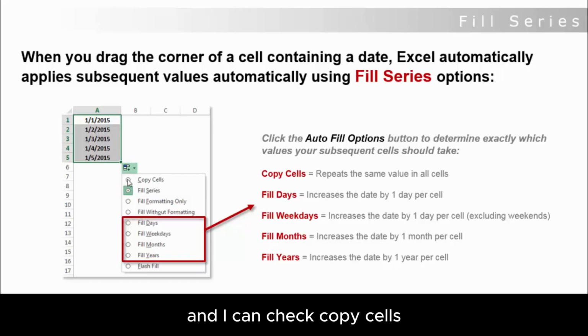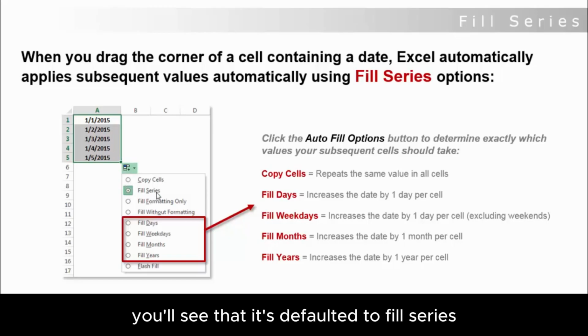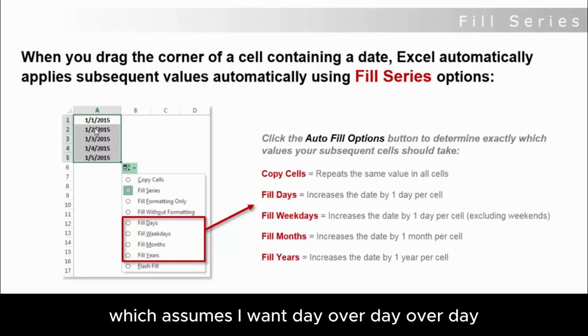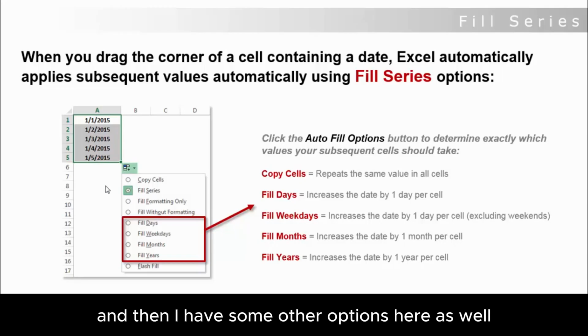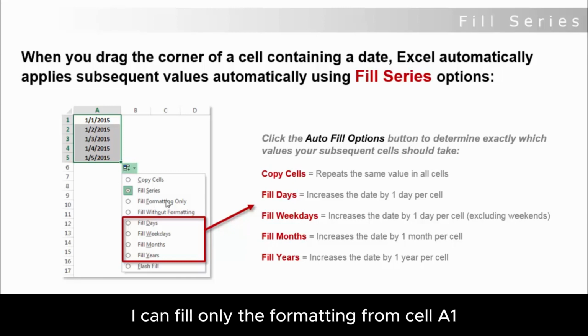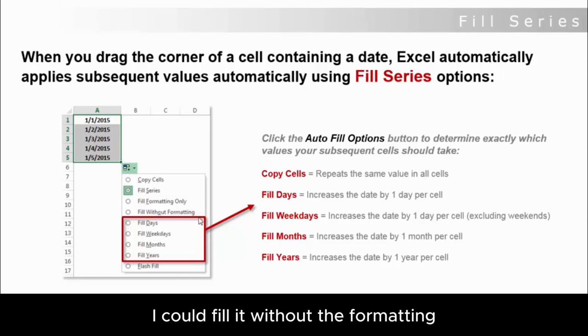And I can check copy cells, you'll see that it's defaulted to fill series, which assumes I want day over day over day. And then I have some other options here as well. I can fill only the formatting from cell A1. I could fill it without the formatting, or if I wanted to show the sequence at a level other than day, I have those options as well.